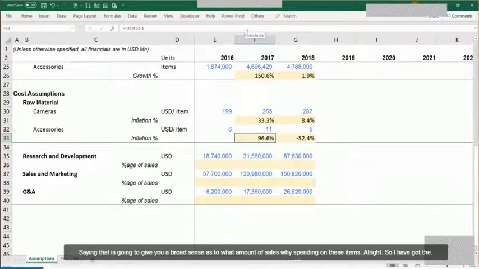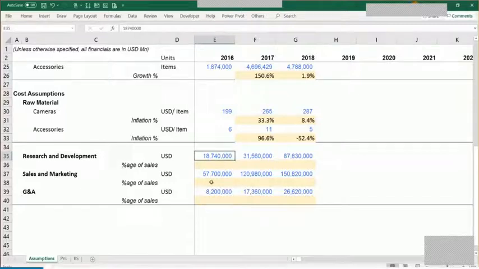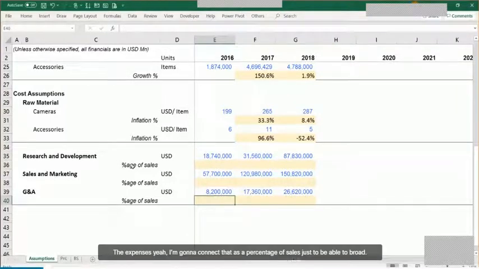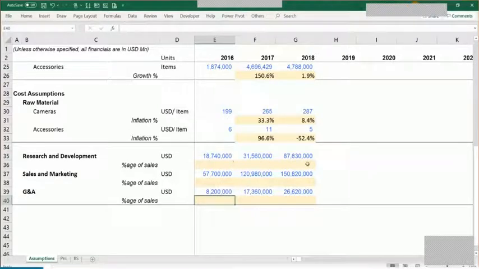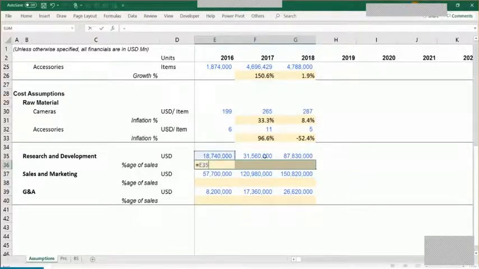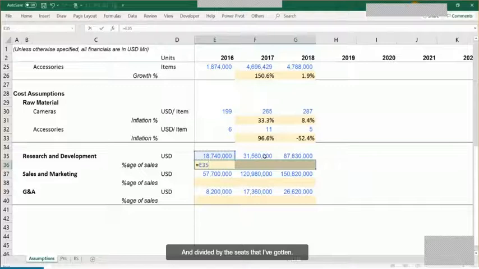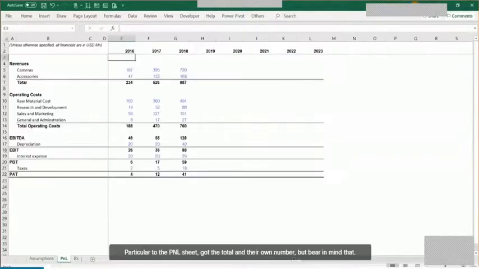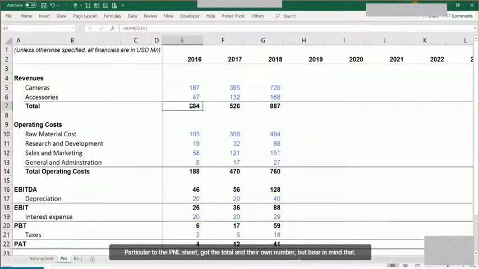So I have got the research and development, sales and marketing, and the G&A expenses here. I'm going to connect that as a percentage of sales just to be able to broadly see what portion of my sale is going to fund the research and development, sales and marketing, and the common office expenses in G&A. So every time I have to take the data from the numerator out here and divide it by the sales that I've got in the P&L. So if I take you to the P&L sheet, we've got the total sales in the row number 7.